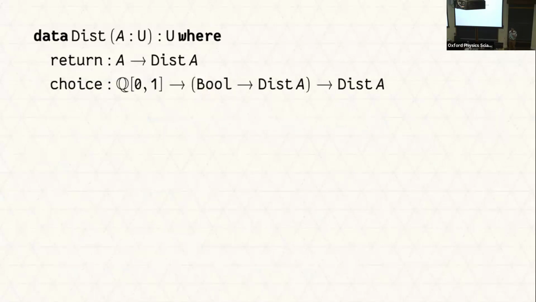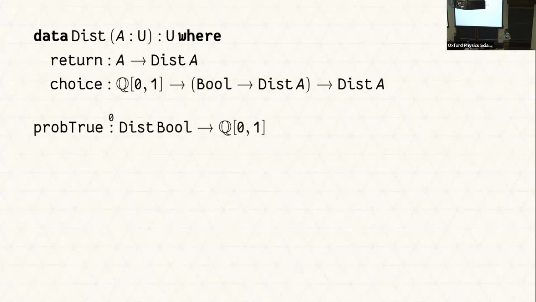Another step is to go for a probabilistic effect. So now instead of choice trees, we have choice trees annotated with something in the interval 0 to 1. So again, we use this Boolean to choose which subtree to go into. And now we can define a probability that this distribution over a Bool is going to be true. So it just adds up the probabilities of all the leaves which end in true.